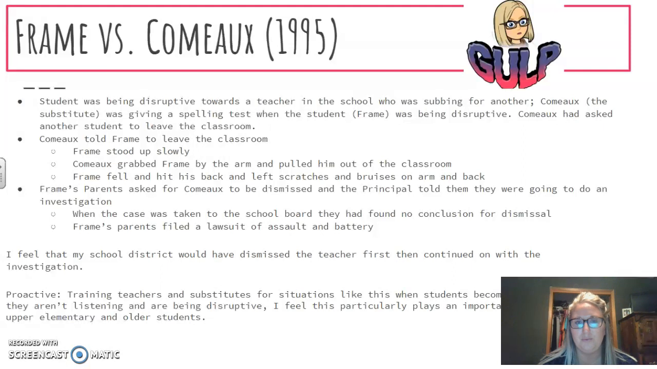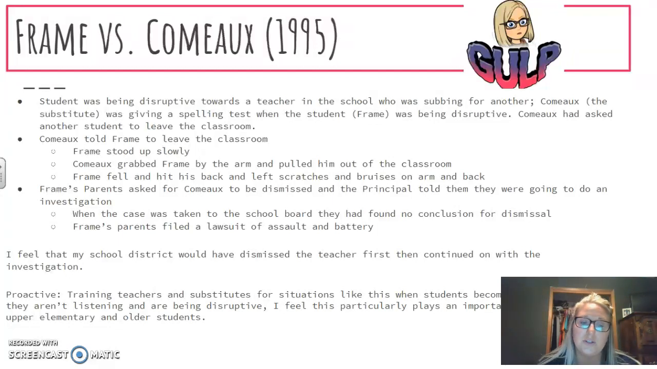The student stood up really slowly, kind of took his time. So the teacher helped him by grabbing his arm and pulling him out of the class, but he fell and hit his back and left some scratches and bruises. The student's parents asked for the teacher to be dismissed, but the principal told them they were not going to do an investigation. When it was taken to the school board, they found no conclusion for dismissal. The student's parents did file a lawsuit of assault and battery.